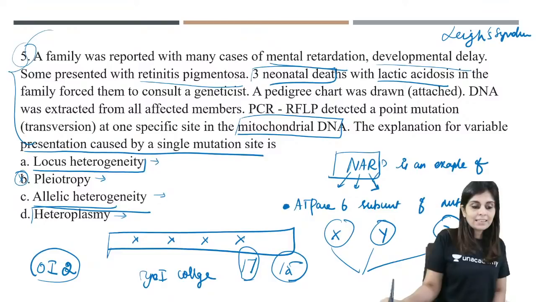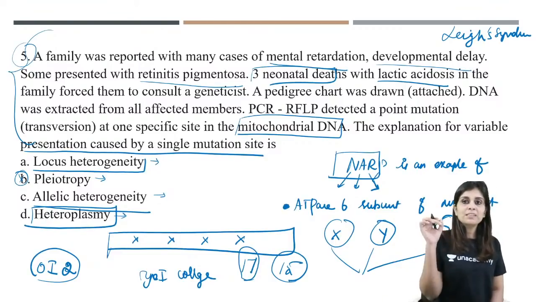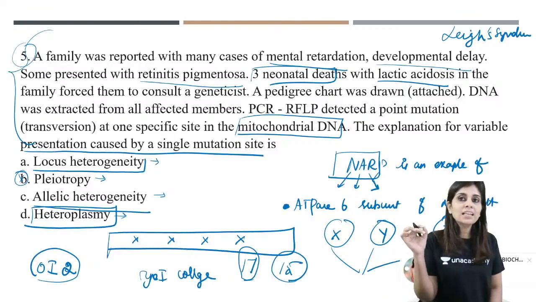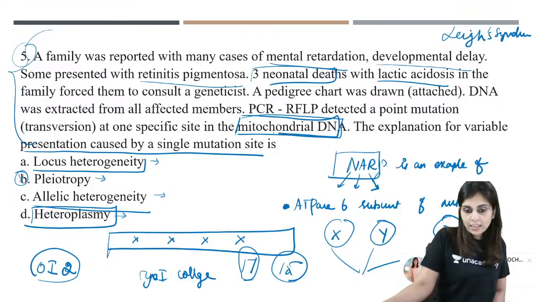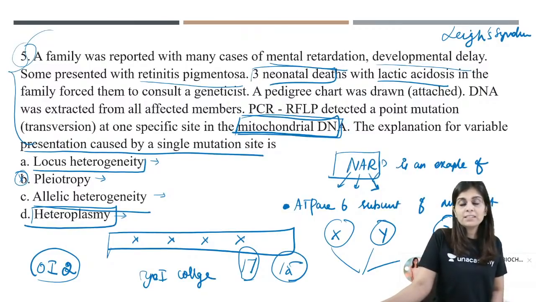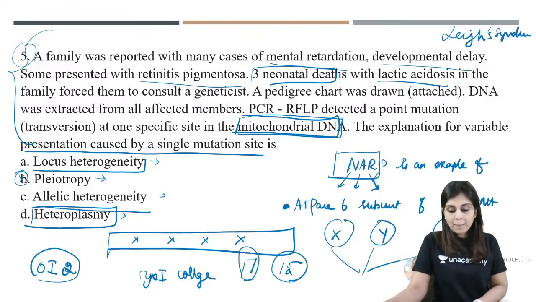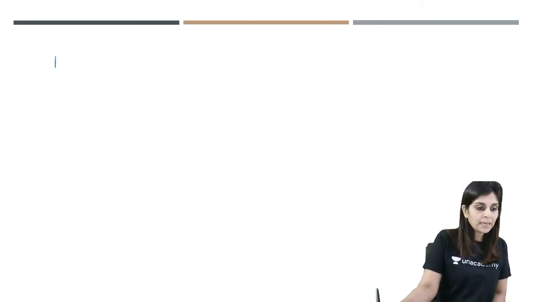Now, what is heteroplasmy? Heteroplasmy is a feature of only mitochondrial DNA mutations. Only in that case does it present as heteroplasmy. Now, what is the reason for this heteroplasmy? Till some time back, we were happily saying that mitochondrial DNA mutations are only maternally inherited. Didn't we say that?